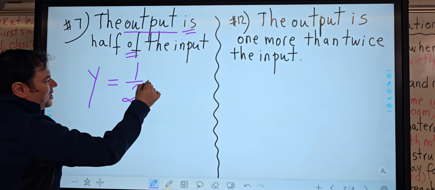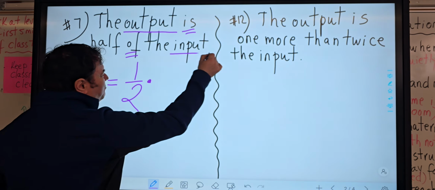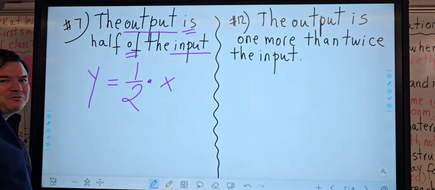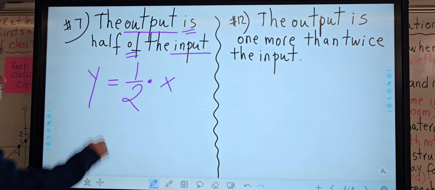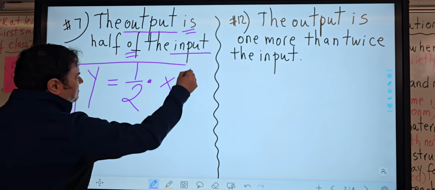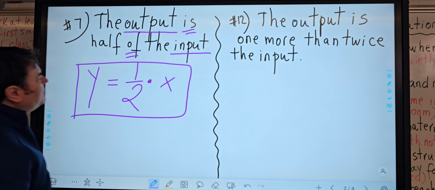Of in math means times. And the input is x. So the final answer is y equals 1 over 2x. And this is our equation.